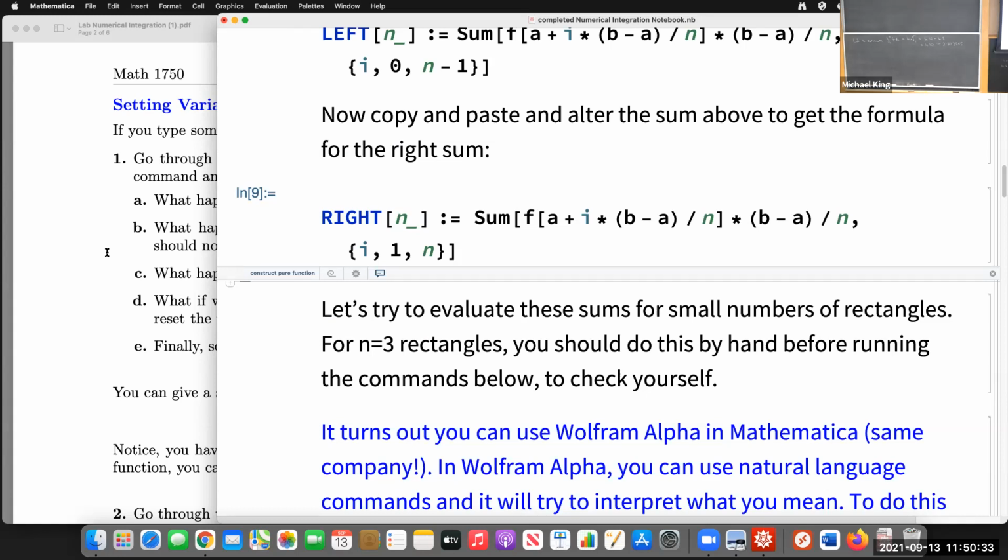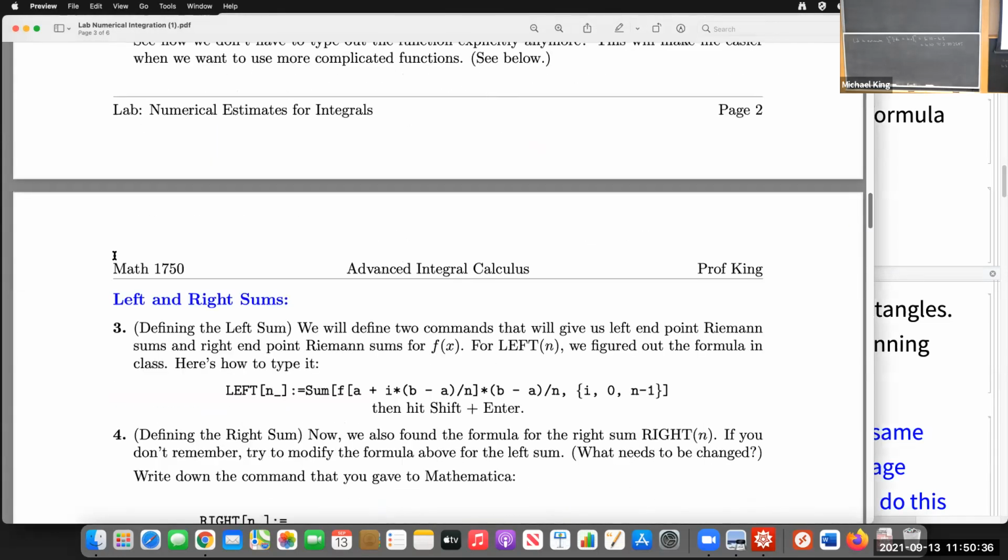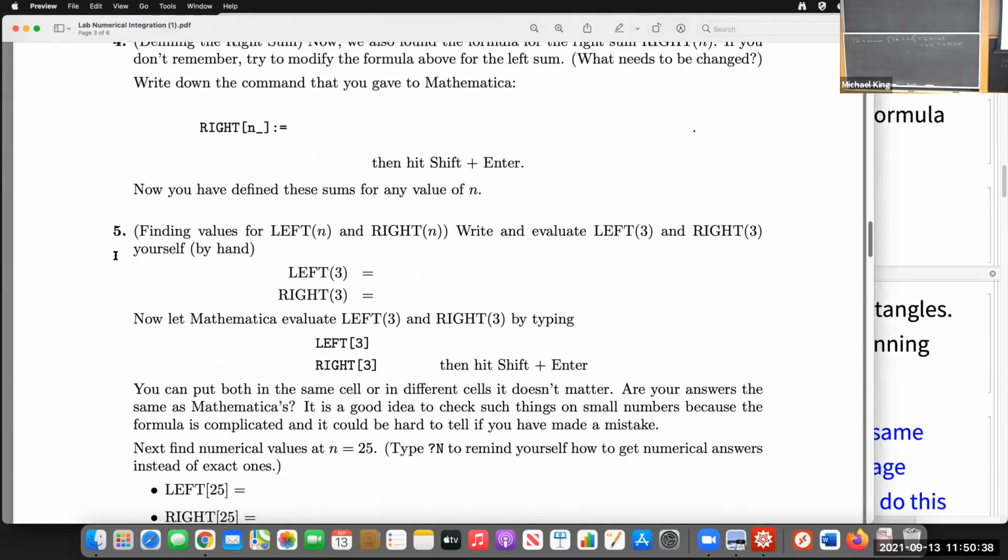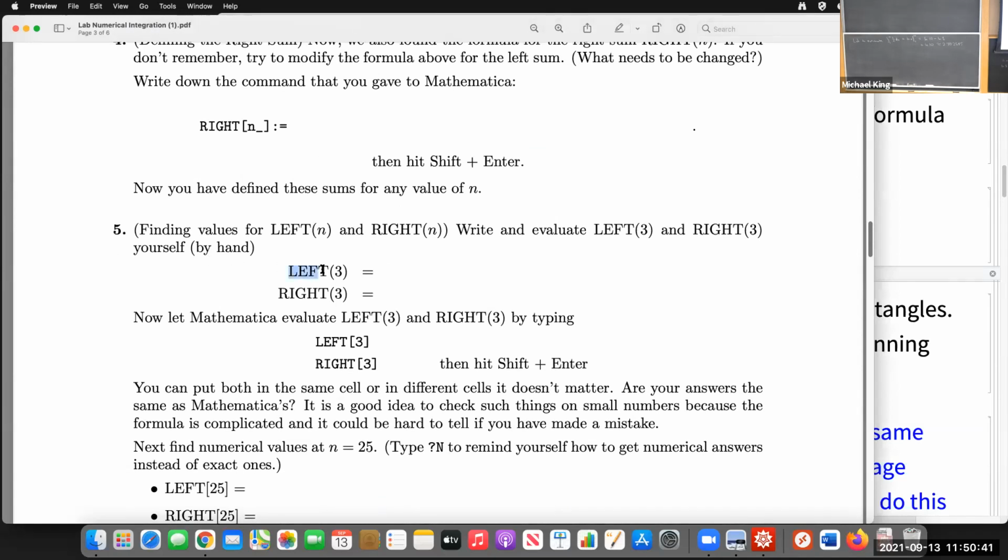Then on the lab it says, write and evaluate the left sum with 3 rectangles and the right sum with 3 rectangles by hand. So what did I mean by hand? I meant you could actually do this. For the left sum with 3 rectangles, you could actually draw the graph of 1 over x. It looks like that from 1 to 10.